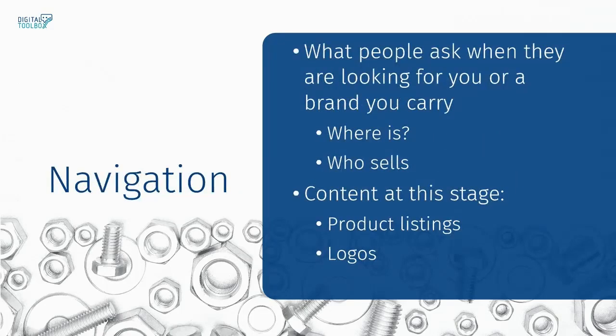The next step is navigation. And here, people are really looking to refine their search a bit. They have done some basic research and they've heard about a couple of brands. So now they want to know things like, where can I buy? Who sells this? I'm interested in a silver-plated doorknob. Where can I find that? So they know kind of what they want, and they're looking for where. At this stage, the kind of things that are really important are product listings and logos. And also, you want to make sure that your Google My Business page supports your website with a lot of the same kind of information.